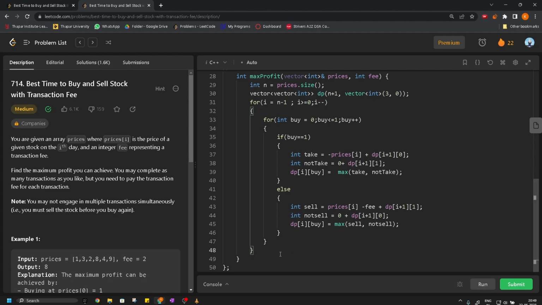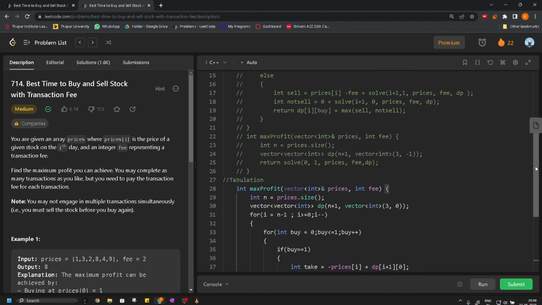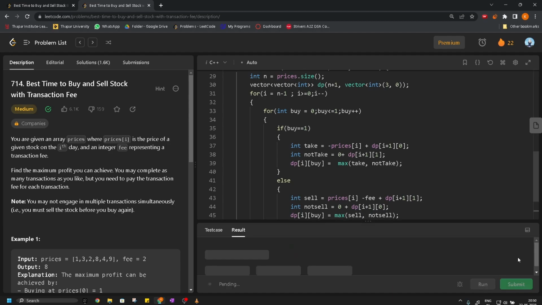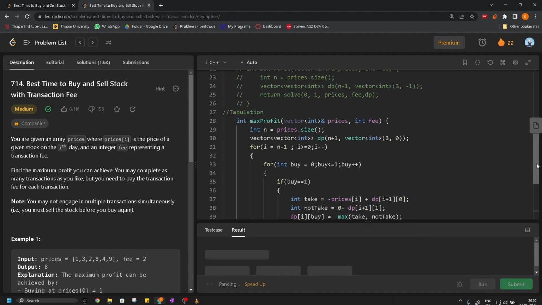And now at the end of the day, we'll return what we sent to the function call in memoization. If you remember, we sent ith index 0 and 1 to the function call the first time, that is we can buy, and we are starting from 0 index. So we'll just return the same thing, return dp of 0th index and 1. And that should once again hopefully work.